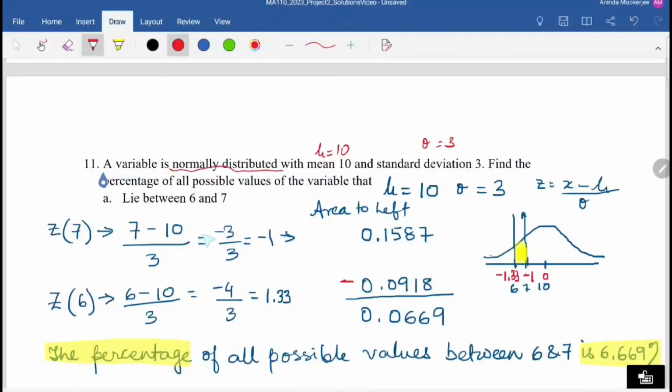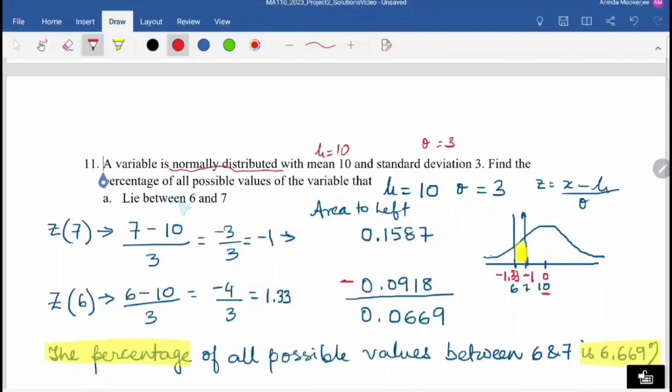So let's go about the process. The first step is just draw a diagram. If you have the diagram before you, then it should not be very difficult to follow the steps. So here we have the diagram, a normal curve. And in a normal curve, the mean is going to be at the center. Here the mean is 10, so that's why I have a 10 here.